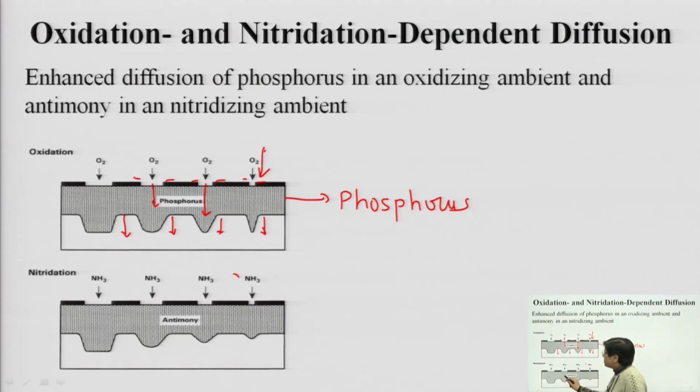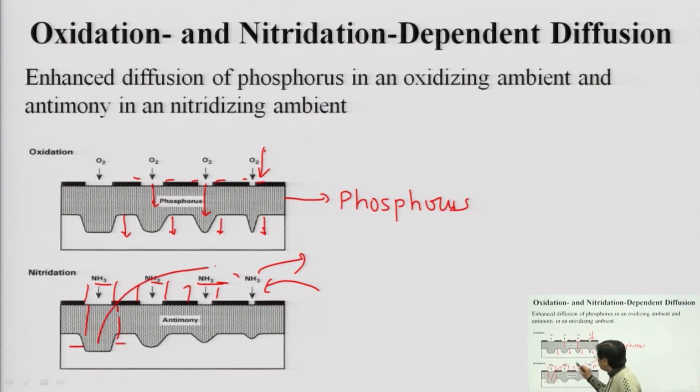Similar is the case for nitridation. In the case of nitridation of antimony, with NH3 or nitric acid being exposed, whenever nitridation is carried out from this mask window, please see that exactly below this nitridation window you have enhanced diffusion. Here you have enhanced diffusion.